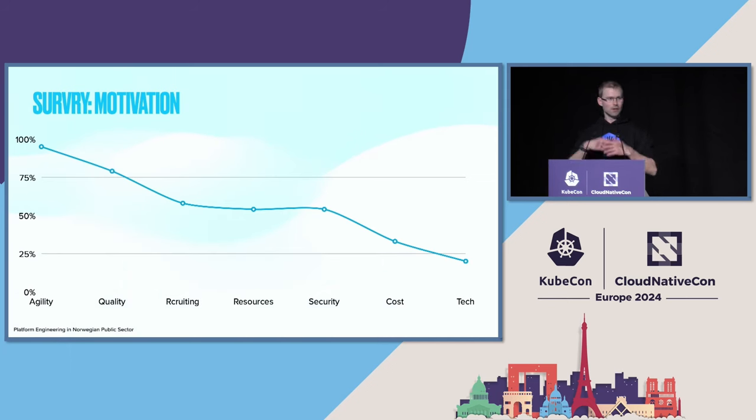Recruiting, another important part here: the organization needs to be relevant to its employees. And then resource optimization, security, and then very much lower is cost optimization, because most of them are probably running on-premise, and it's not necessarily a cost optimization effort to make a platform in that regard.